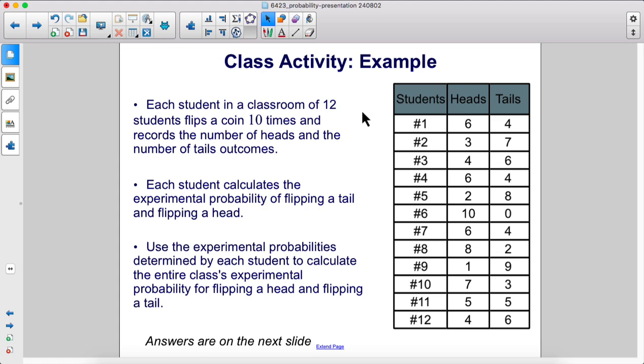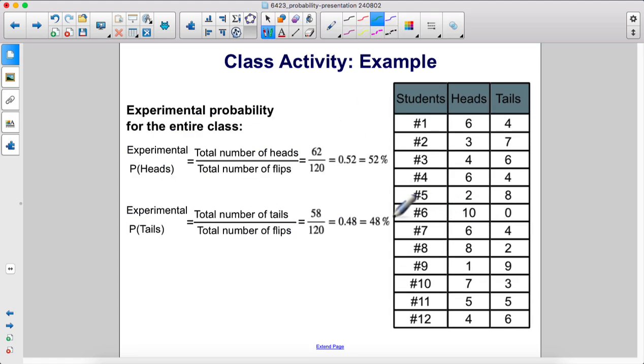Each student in a classroom of 12 students flips a coin 10 times and records the number of heads and the number of tails outcomes. Each student calculates the experimental probability of flipping a tail and flipping a head. Use the experimental probabilities determined by each student to calculate the entire class's experimental probability for flipping a head and flipping a tail. If you look just at student 6, you might think there's a 100% chance of always getting a heads, 0% chance of a tails.